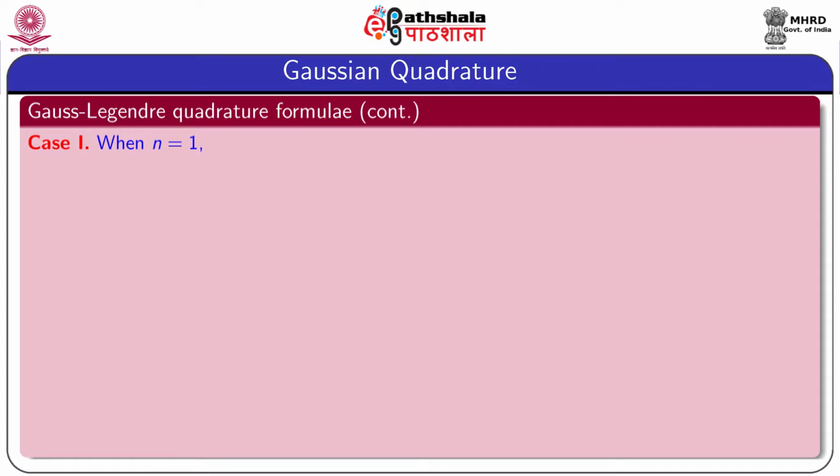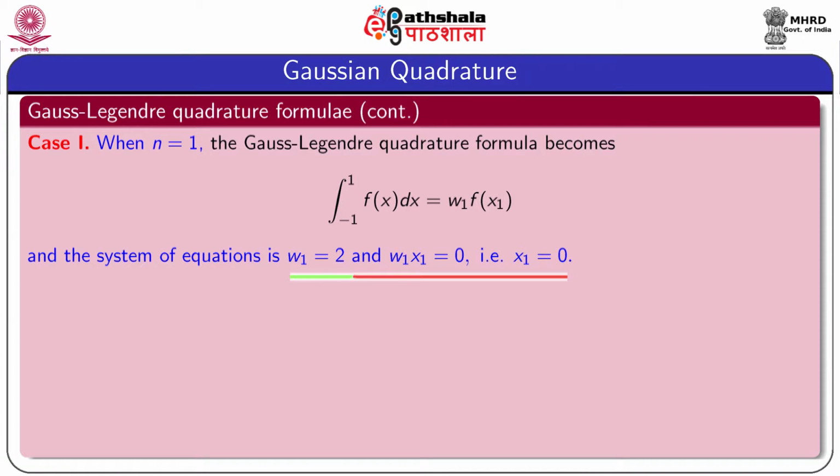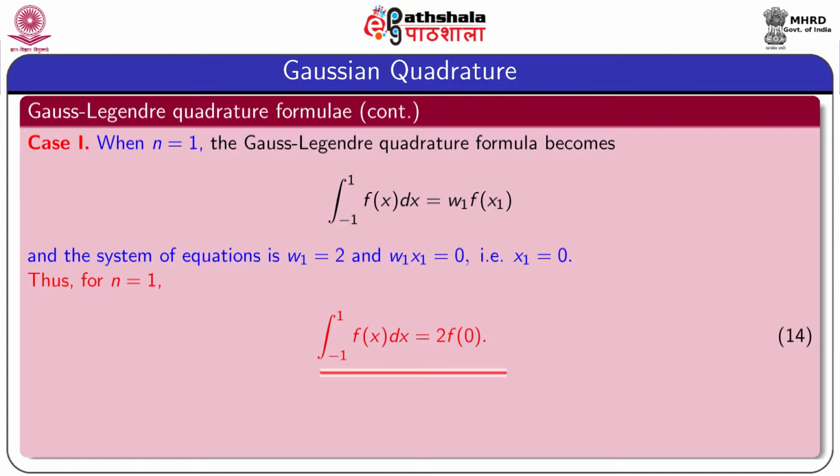Now, we consider n equal to 1 as case 1 to get a particular Gauss-Legendre quadrature formula. In this case, the formula is integration from minus 1 to 1 of f(x) dx equal to w1 into f of x1, and the corresponding system of equations is w1 equal to 2 and w1 into x1 equal to 0, that is x1 equal to 0. Hence, for n equal to 1, the Gauss-Legendre quadrature formula is given by equation 14, which is nothing but integration from minus 1 to 1 of f(x) dx equal to 2 into f(0).